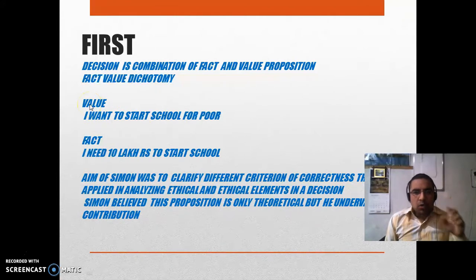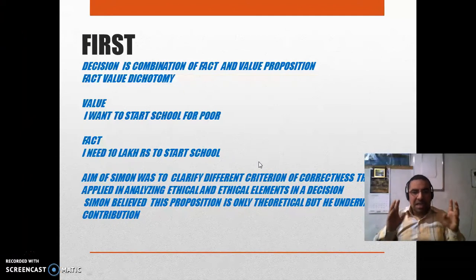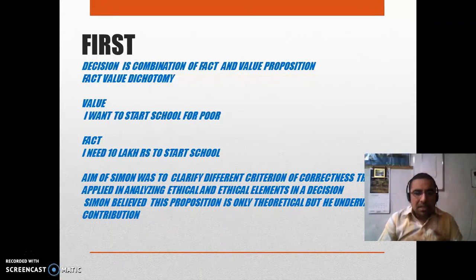Now, your decision has two elements. Firstly, the value element, that I want to start a school for the poor in this rural area. It is a value proposition. Then there's the fact: I need 10 lakh rupees to start the school. So every decision has a fact element and a value element. That is what we call the fact value dichotomy. And value is a kind of preference. Like I said, I want to start a school for the poor, and the fact is I need 10 lakh rupees to start a school.